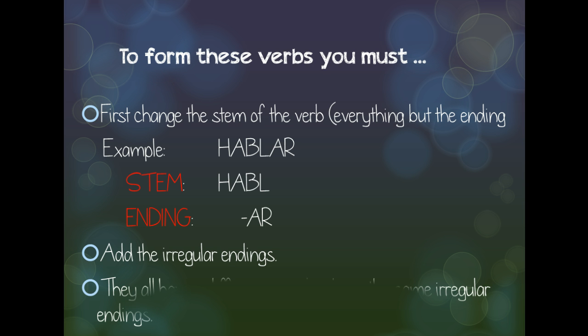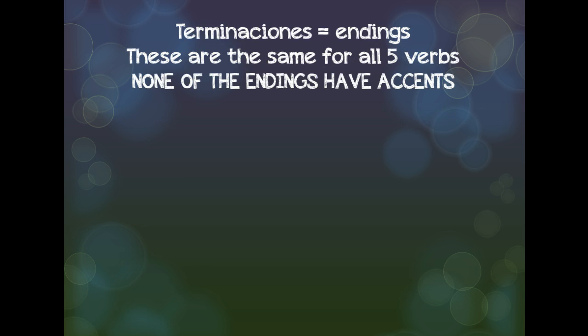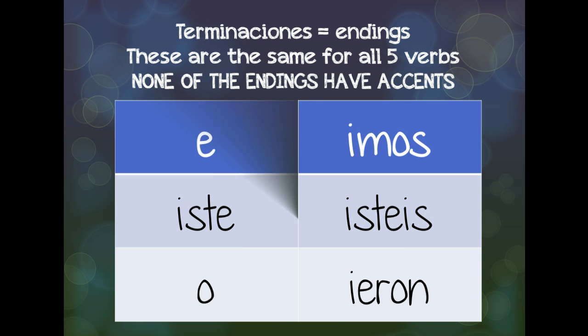And then again, you're adding our irregular endings. They all have a different stem, so all 5 of these verbs, their stem will be different, but they have the same irregular endings. All right, so las terminaciones, the endings of these verbs, they're the same for all 5, and they don't have any accent marks. So keep that in mind, because with our AR, ER, and IR preterite tense regular verbs, there are accent marks, but on these ones, there are not. So our endings are e, iste, o, imos, istes, and ieron.